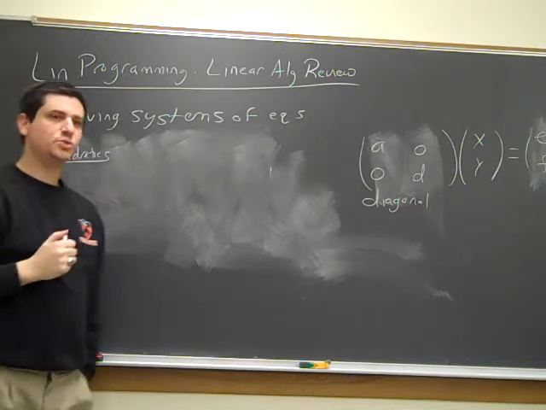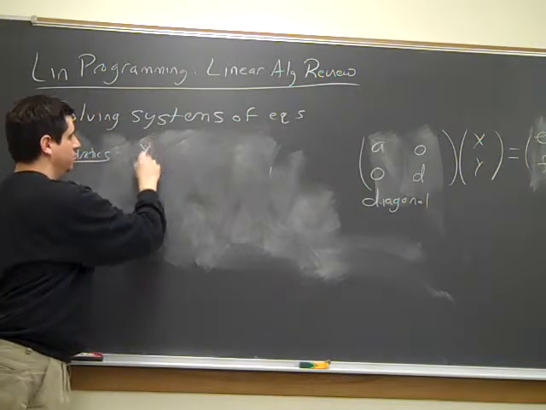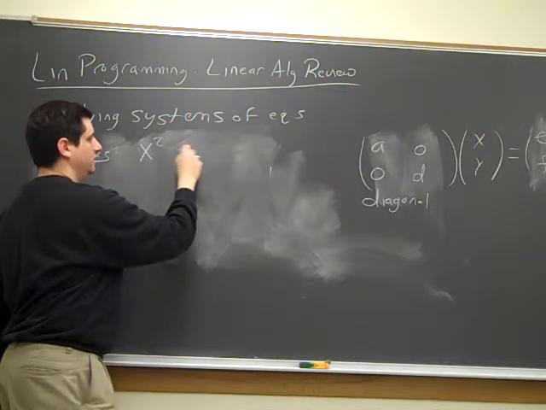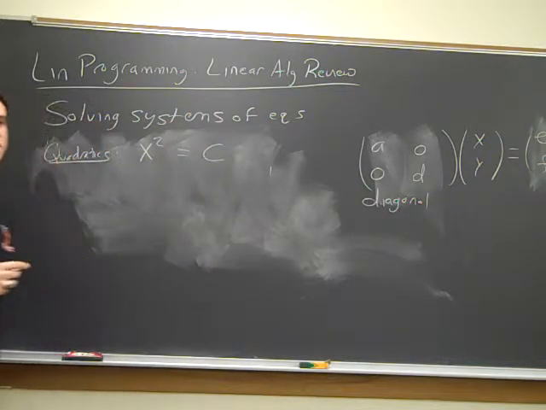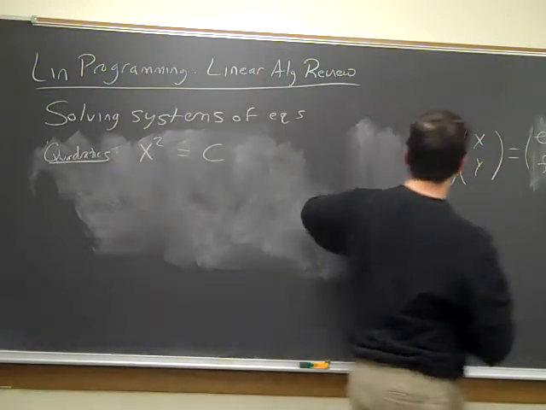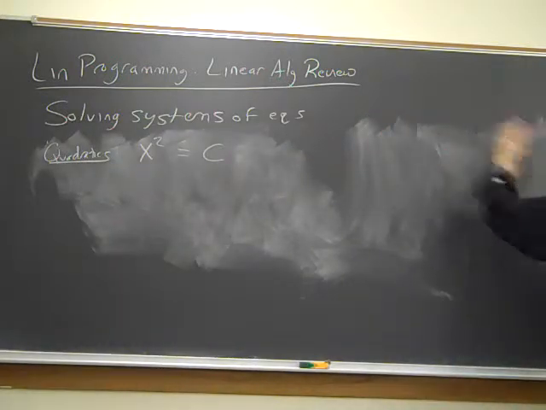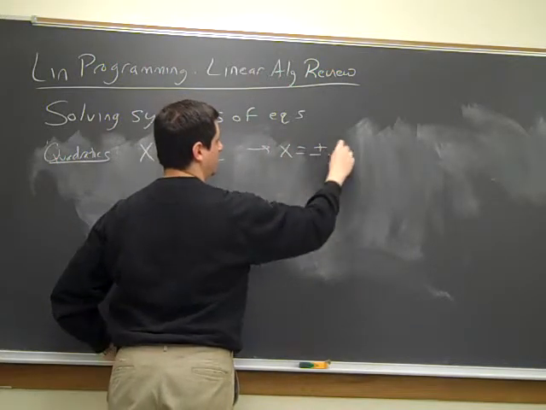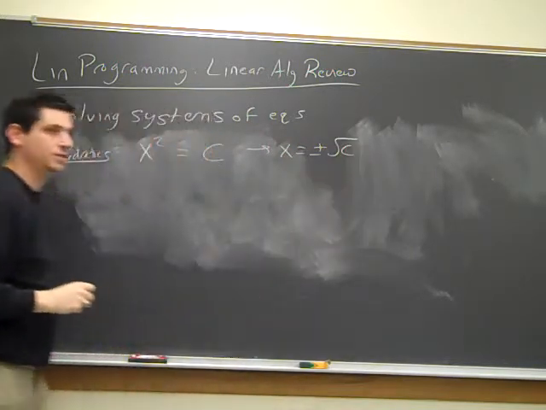So what's the simplest quadratic I can give you? x squared equals c. That's the simplest quadratic I can give you. There's no linear term, there's no coefficient in front of x squared. And the solution to this is just going to be plus or minus the square root of c. x equals plus or minus square root of c.